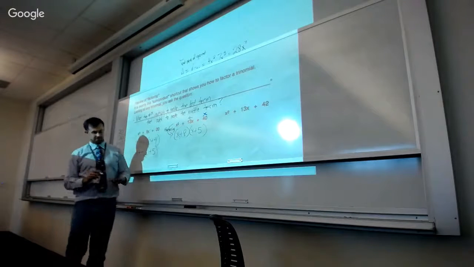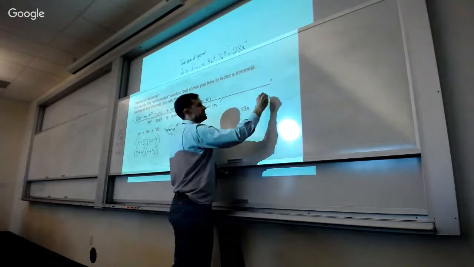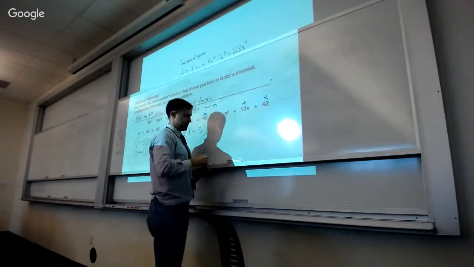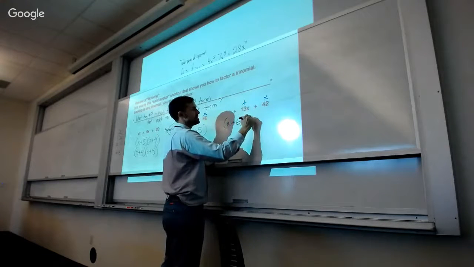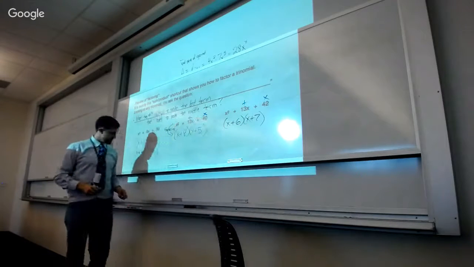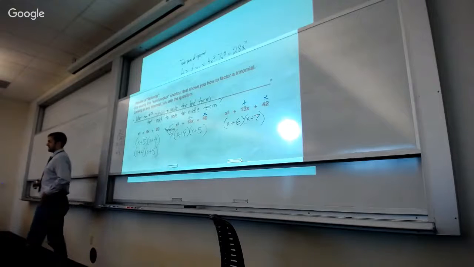How about the very last one? What do you multiply to make 42 that you add to make 13? 7 and 6. Yeah, 7 and 6. So you can write x plus 6, x plus 7. You can write x plus 7, x plus 6. Doesn't matter what order you write it in, just so long as it's the numbers 6 and 7.